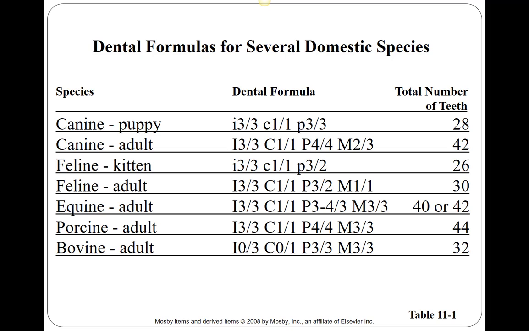Bovine, they don't have any incisors or modified canines on the top. They just have 3 incisors in the mandible and 1 modified canine in the mandible, but they still have 3 premolars and 3 molars, something similar to a horse, for a total of 32 teeth.